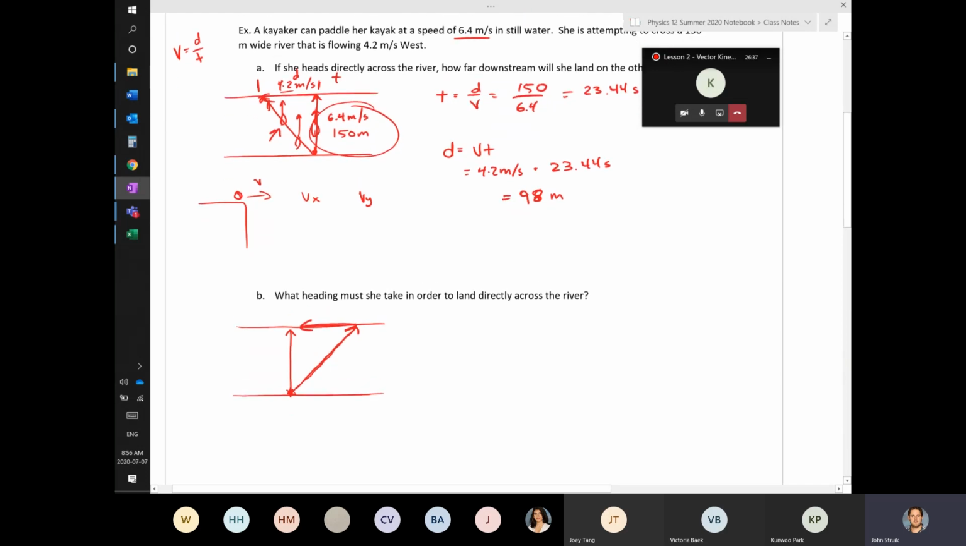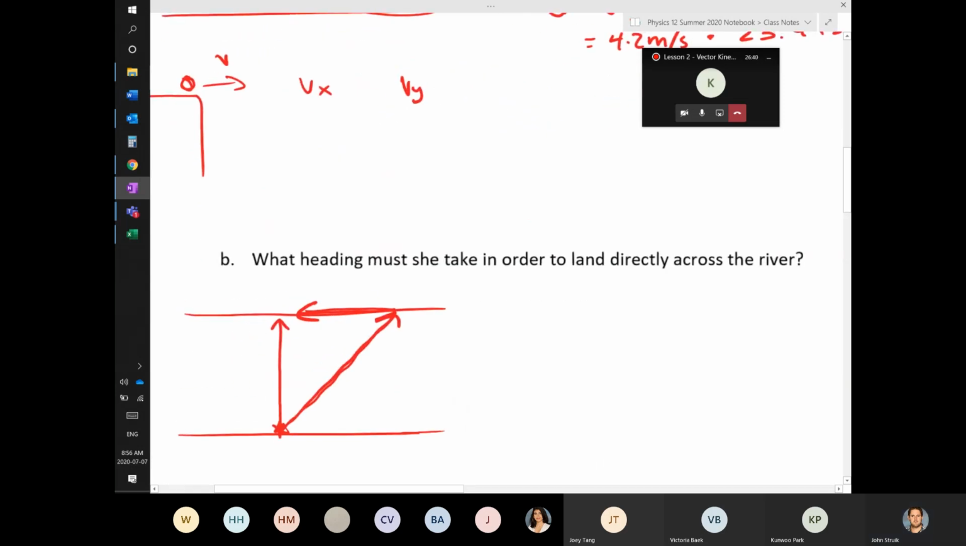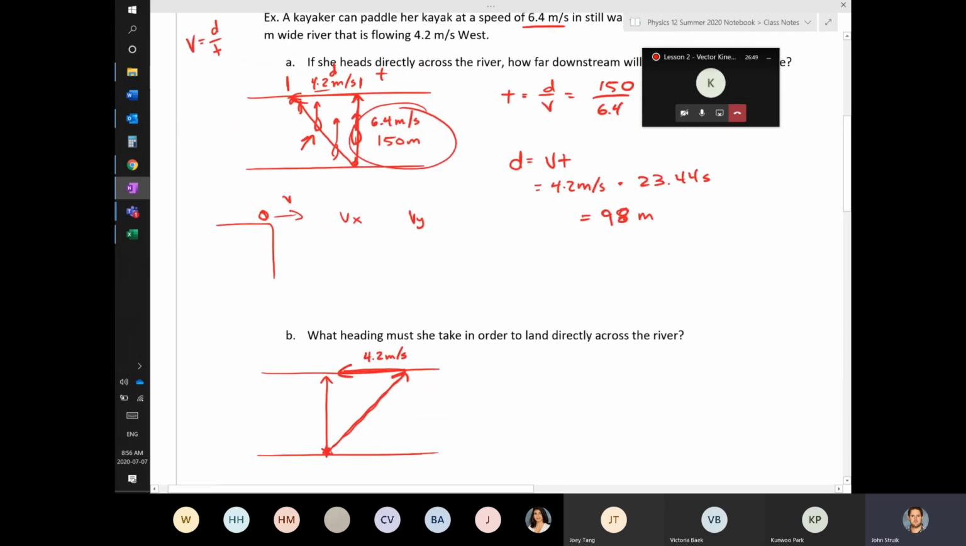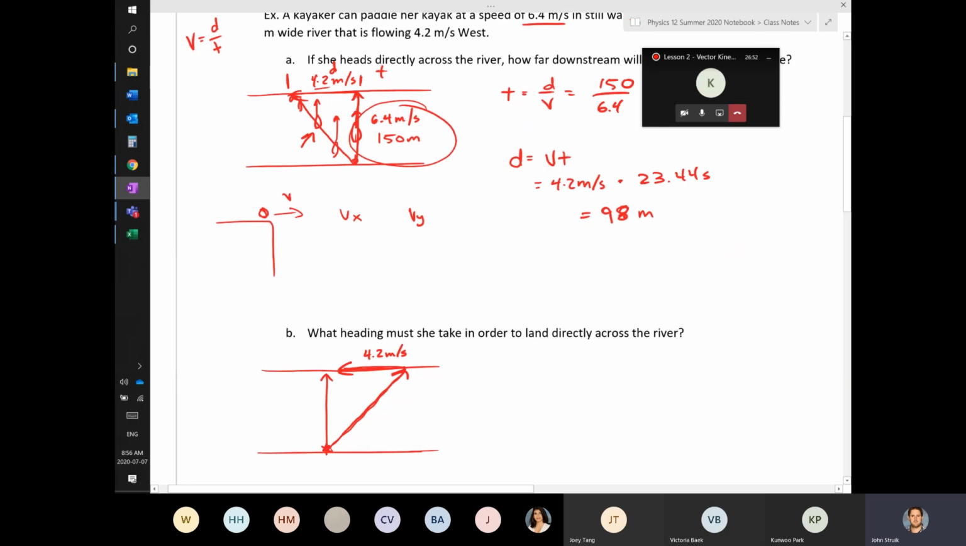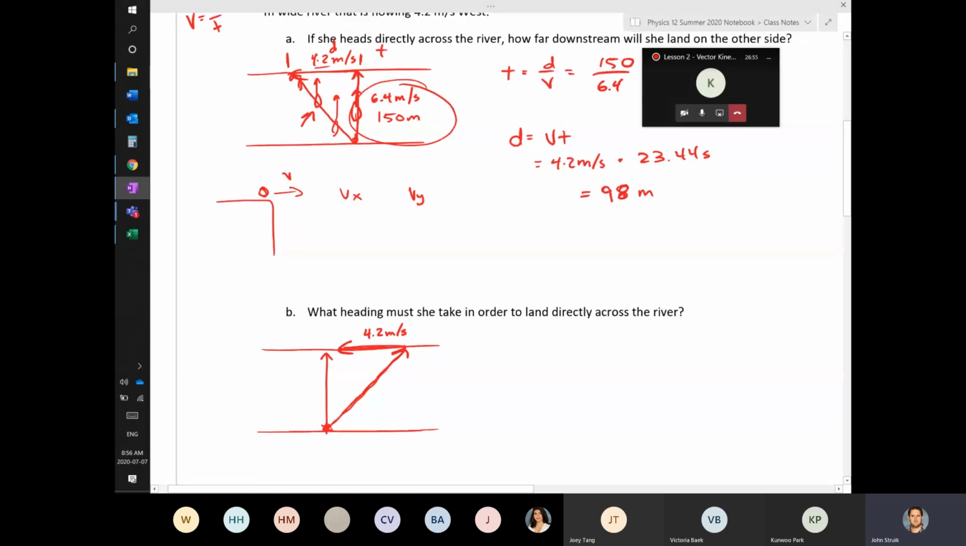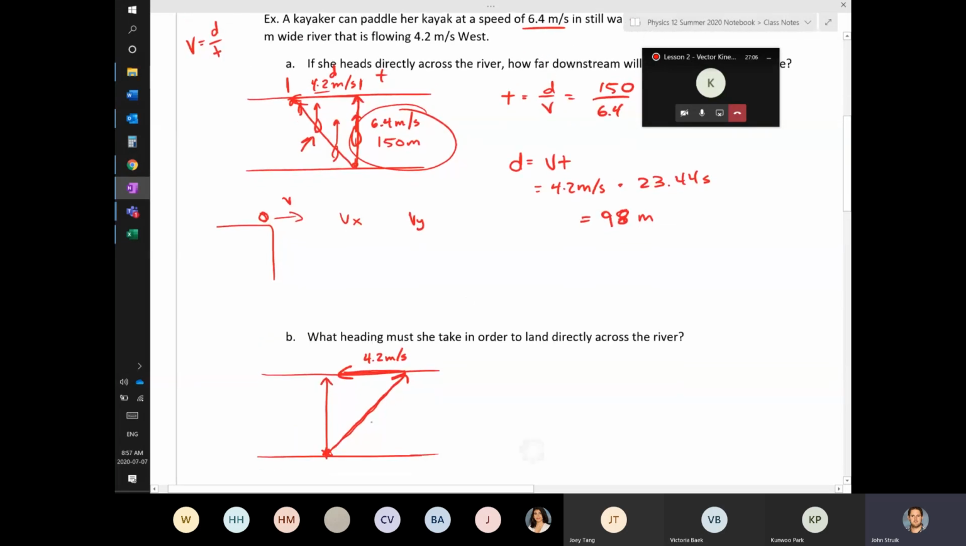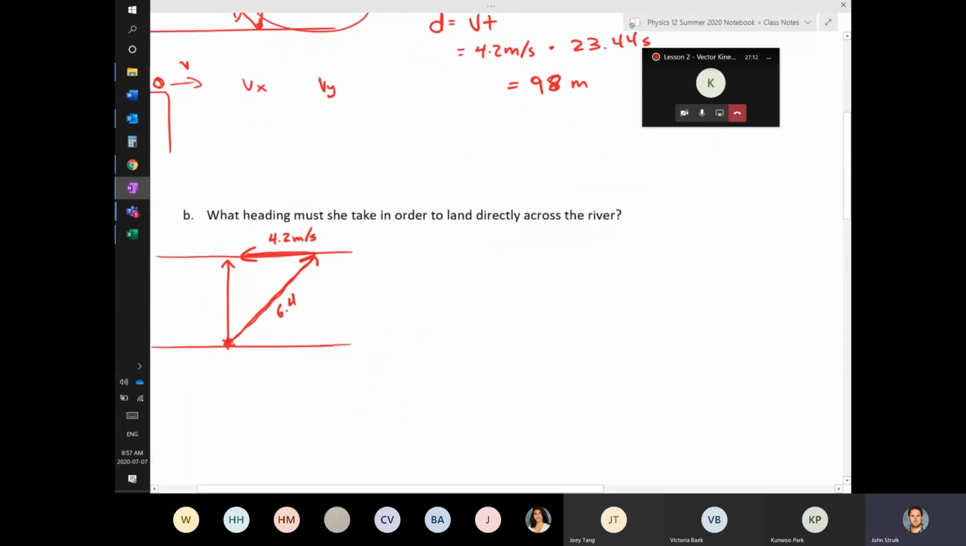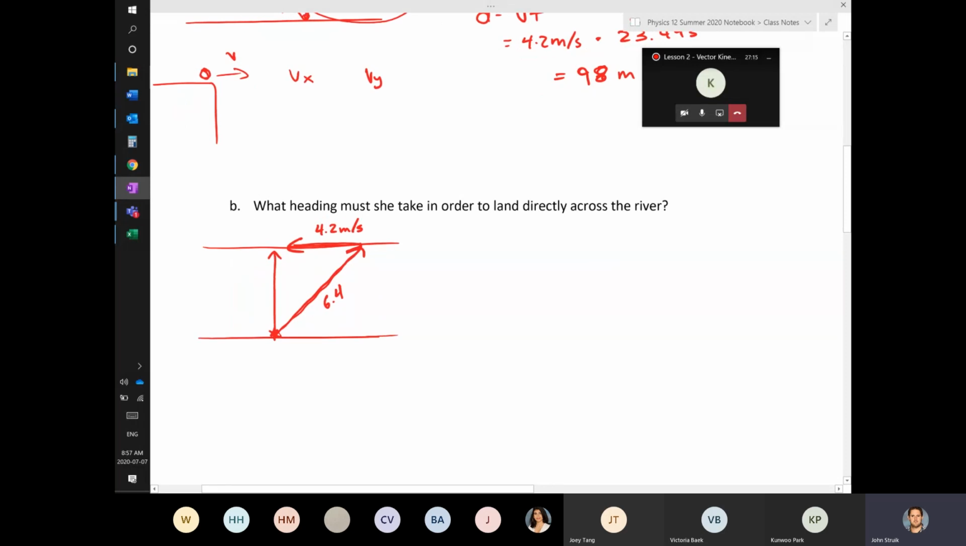Now this is 4.2 meters per second. And what she wants to do, if she wants to land directly across the river, is cancel out that 4.2 with that component of her velocity. So the only velocity she has is in the y direction. If you think about this triangle we've created, that only happens if this is her speed, 6.4, because she wants her x component to be 4.2.